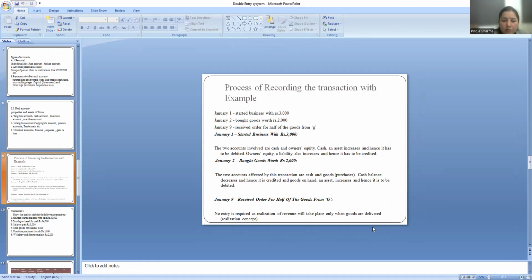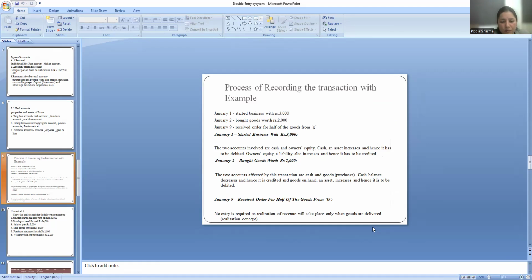In case of purchase of goods, we write purchases in place of goods, and when we sell the goods, we write sales in place of goods. Remember this always. And the second transaction will be purchases account debit to the cash.